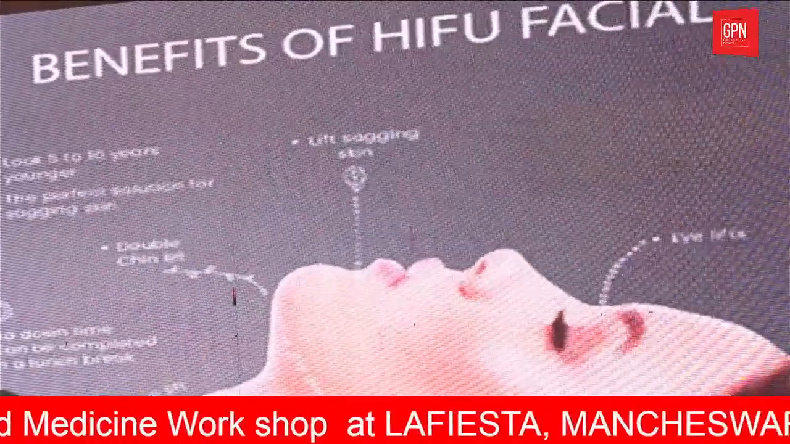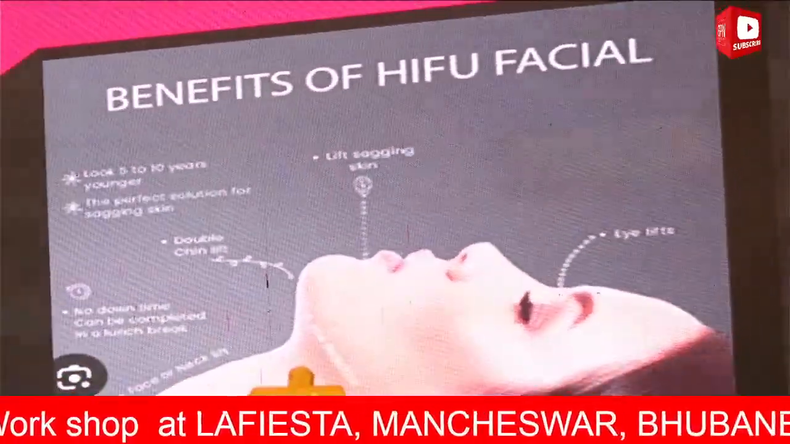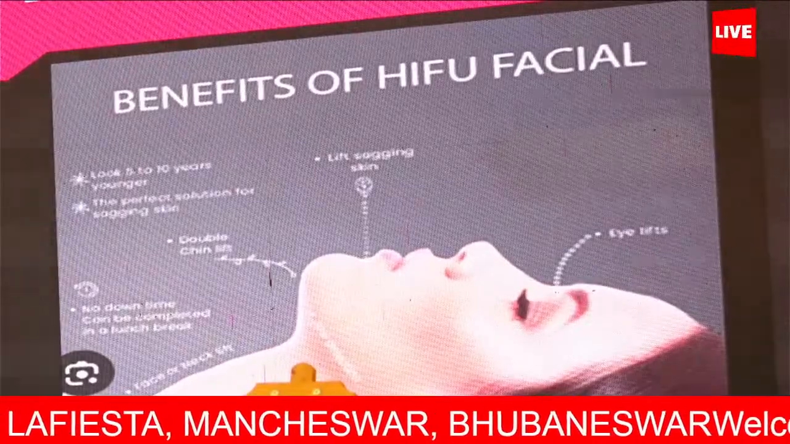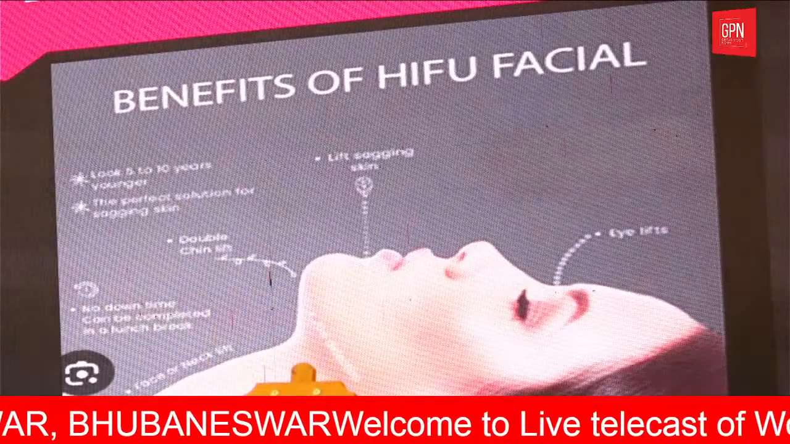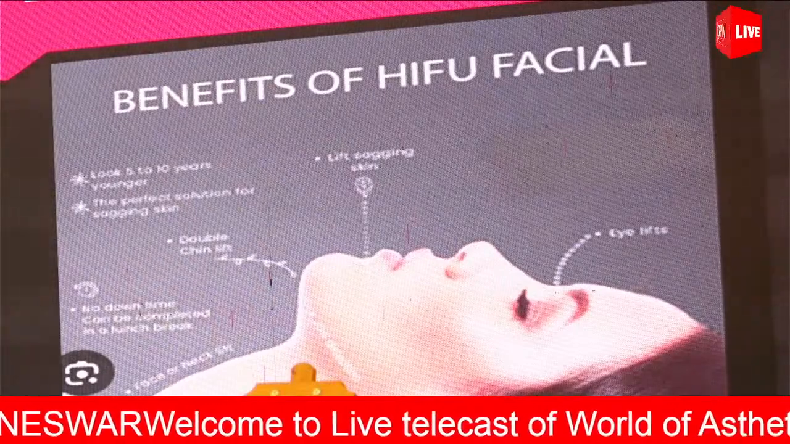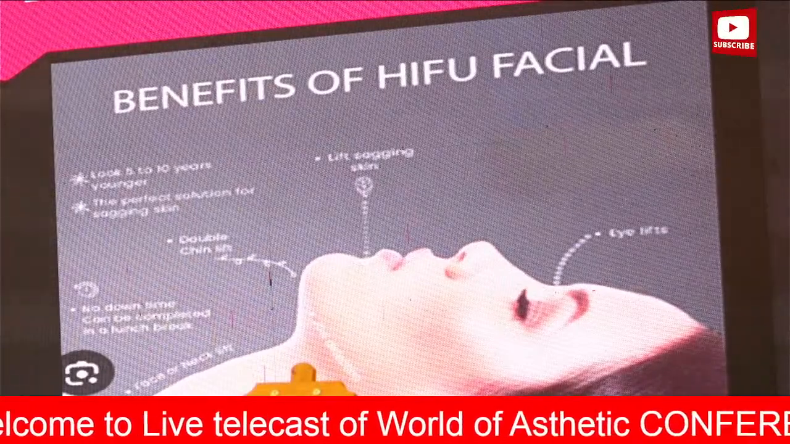These are the benefits of the hypofacial. You can see double chin area, eyelids, loose skin, the neck area, the jowl area. All these areas can be corrected by hypofacial except the midline of the neck.